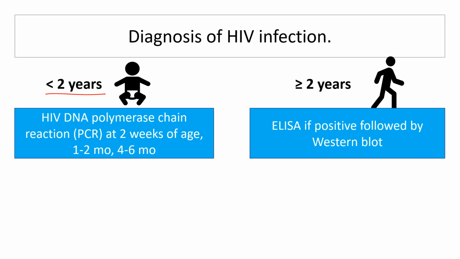Diagnosis of HIV infection depends on the age. Less than 2 years of age, the classic is HIV DNA polymerase chain reaction, or PCR, at 2 weeks of age, then repeat again at 1 to 2 months, and then repeat again at 4 to 6 months. And if you order antibodies less than 18 months, this will reflect the mother and is not helpful in the diagnosis.